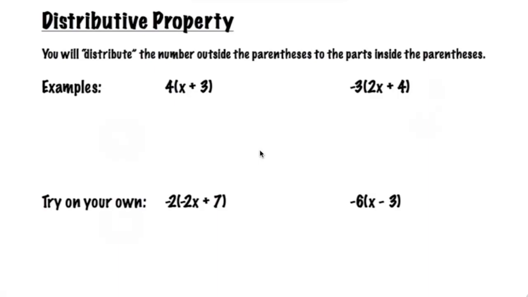Today we're going to review what the distributive property is, look at how we combine like terms, and then how we solve two-step equations using these two skills.